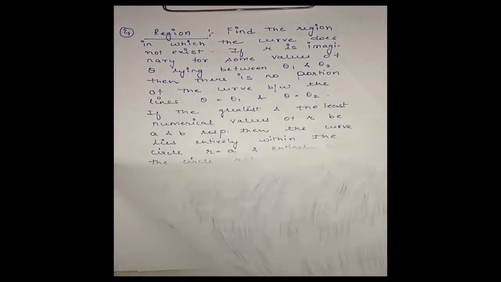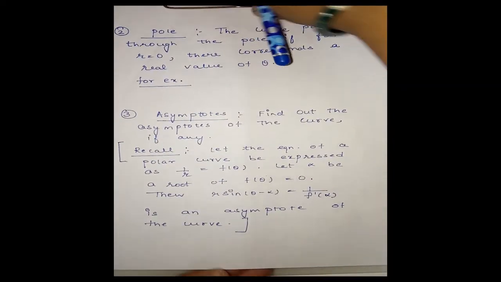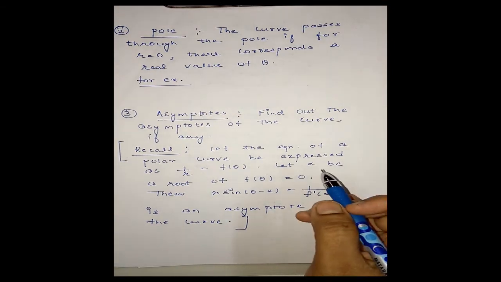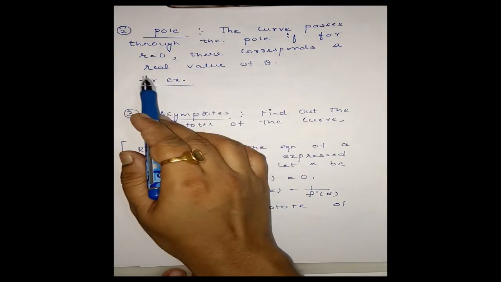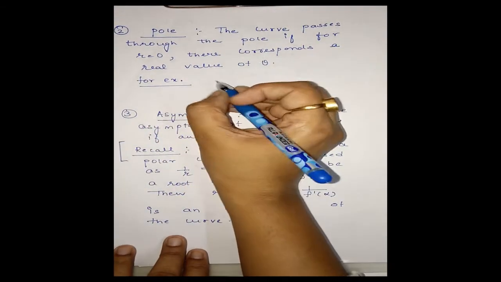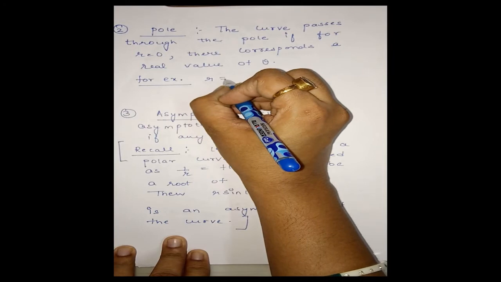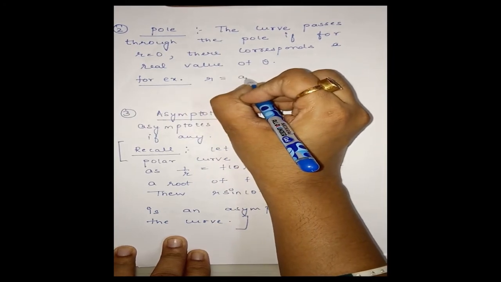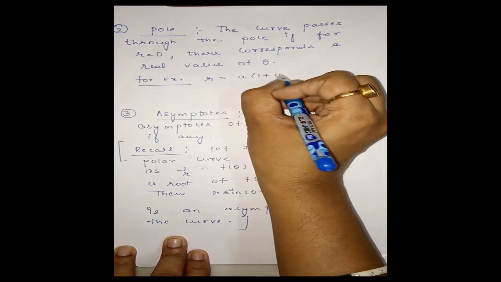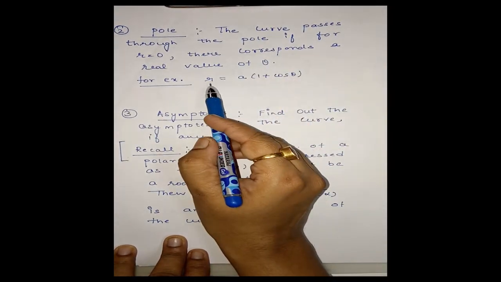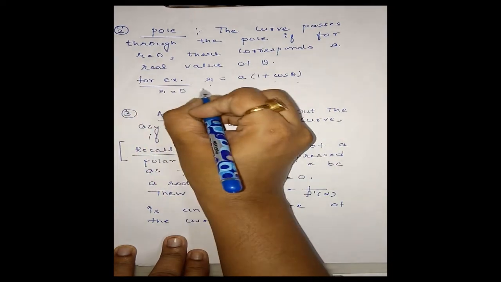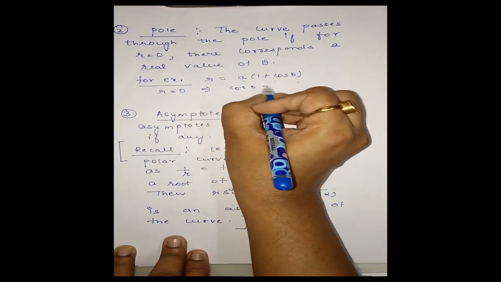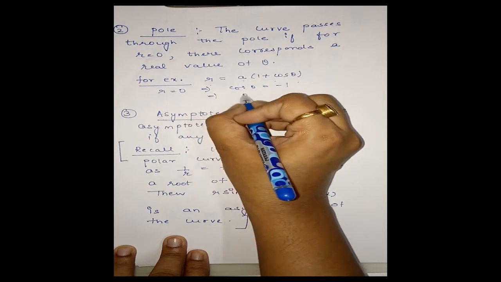Next comes the pole. Second point is pole. The curve passes through the pole if for r is equal to 0, there corresponds a real value of theta. If there exists at least one real value of theta, then we can say the curve passes through the pole. For example, if I consider the curve r is equal to a into 1 plus cos theta, then r is equal to 0 implies cos theta is equal to minus 1. That means theta is equal to pi.